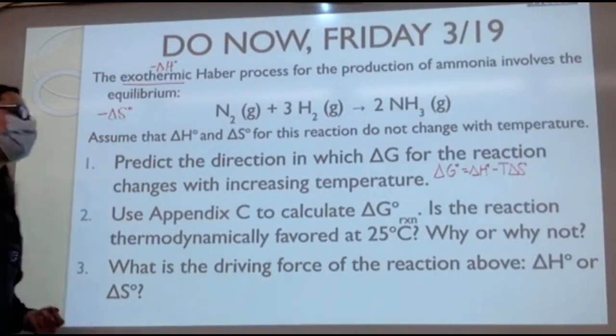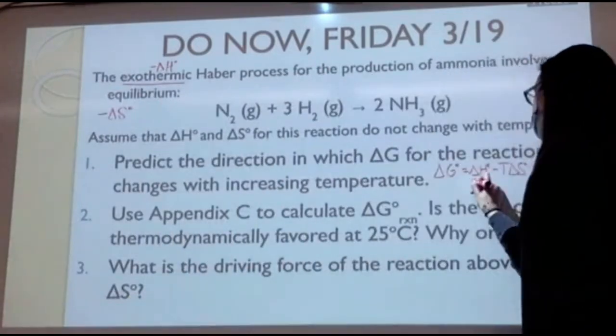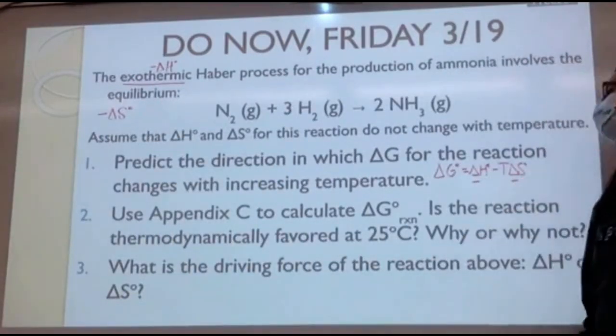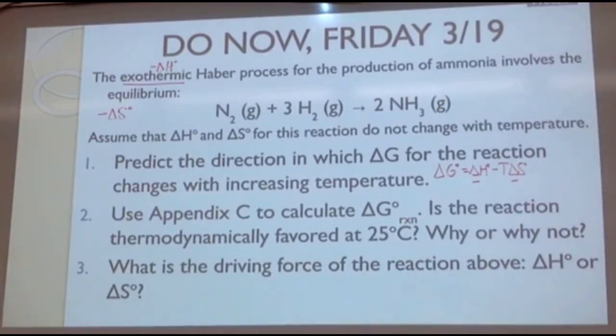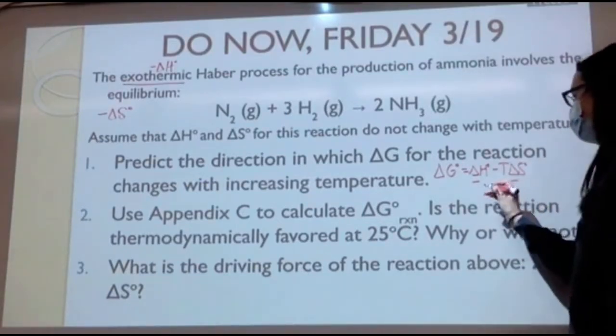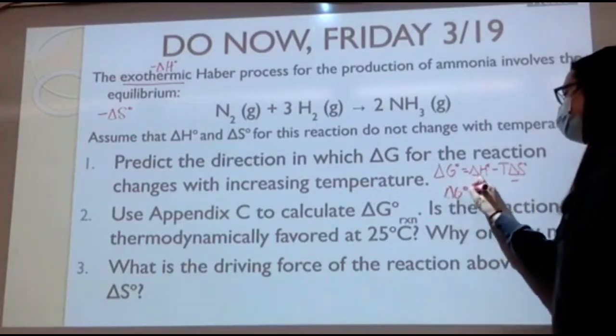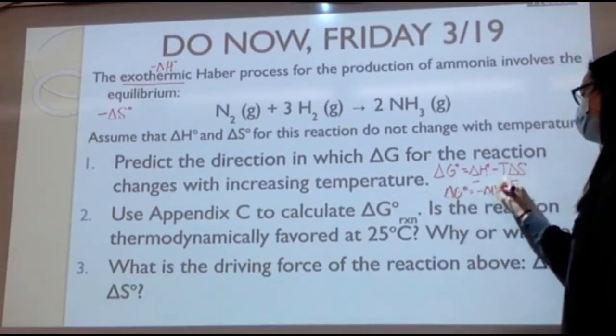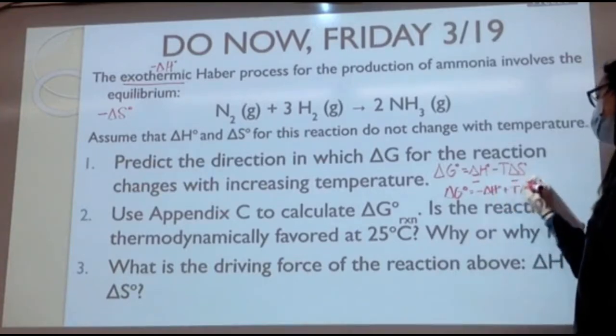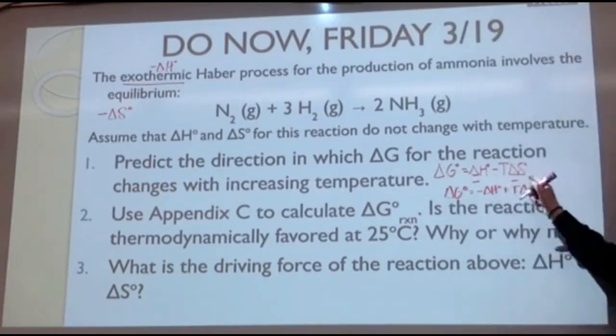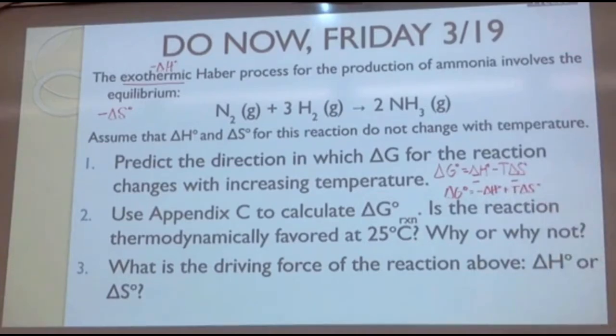So now that we know the signs, I know that delta H is negative. I know that delta S is negative. When I have multiple negatives, I like to manipulate this so negative times a negative is a positive. So I like rewriting this so I can say delta G is negative delta H plus T times delta S, because negative T times negative delta S results in plus T times delta S. So this is the equation now that we can focus on as we look at temperature.